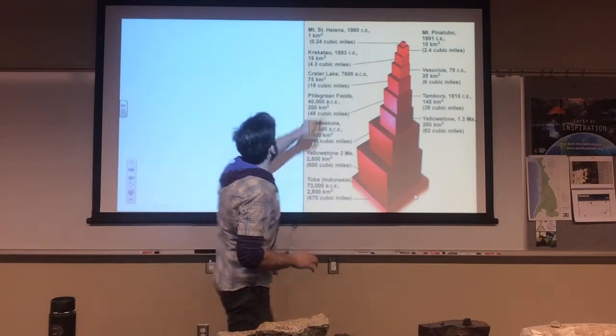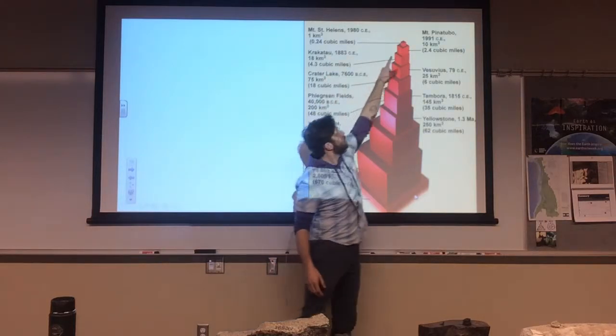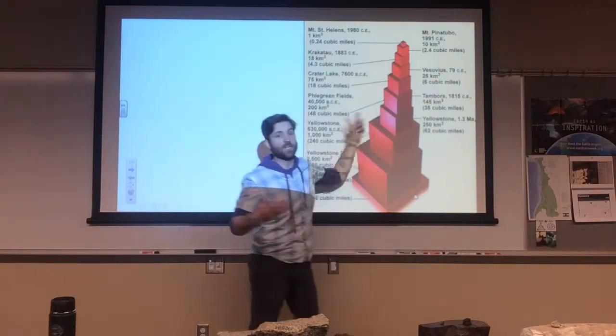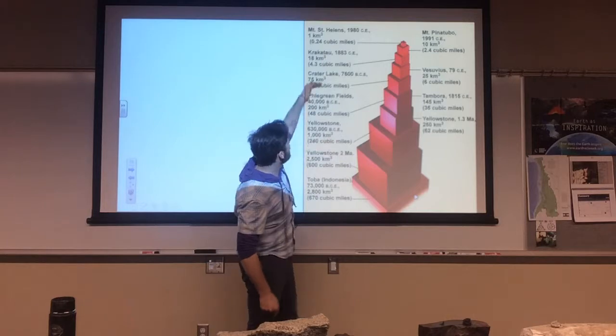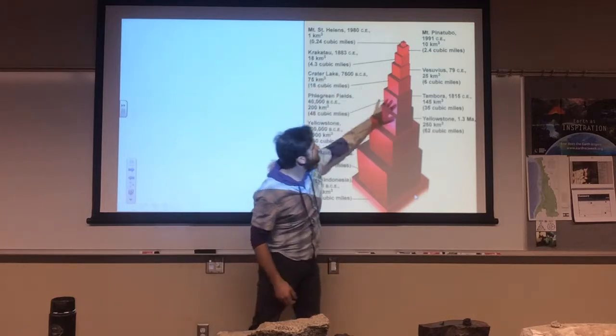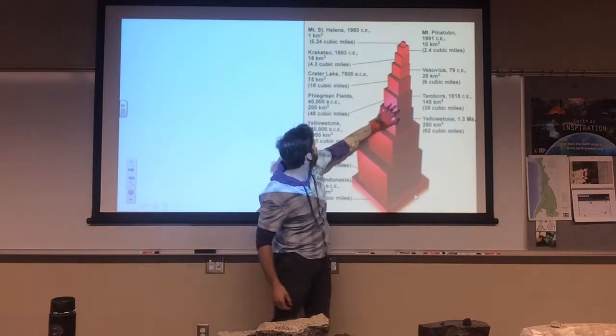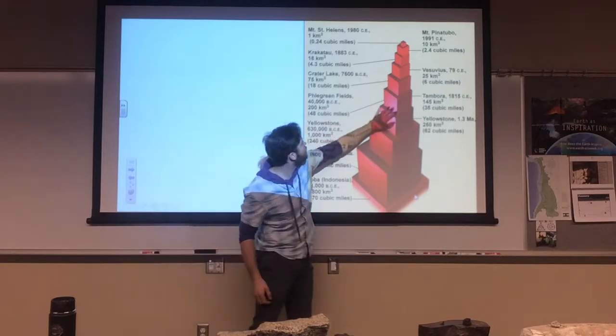Okay, here's Mount St. Helens up at the top, little cube. Okay, Mount Pinatubo, slightly bigger cube, 10 times that size. Down to Vesuvius, Tambora, that one we talked about, 145 cubic kilometers.